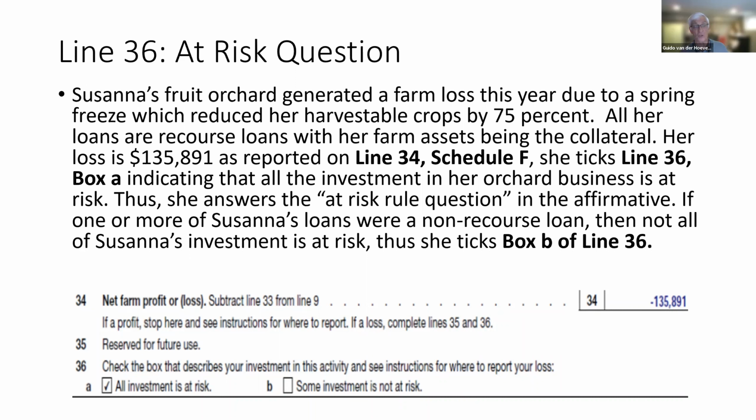But if we have a loss, we've got to answer that line 36, are we at risk? If we are, then we can take all the deduction. If we're not at risk, we may then be limited in how much of that loss we're able to take if we've got other income that might be reported on the income tax return.